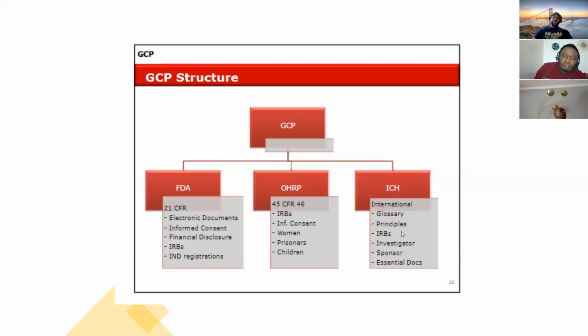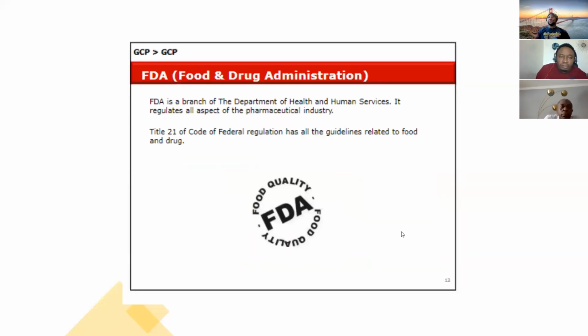We talk about the essential documents. Essential documents involve documents that have to do with the regulatory approvals and submissions. So, the FDA's office. The FDA is a branch of the Department of Health and Human Services. They regulate all aspects of the pharmaceutical industry. Title 21 of the Code of Federal Regulations, the 21 CFR, has all the guidelines related to food and drug.